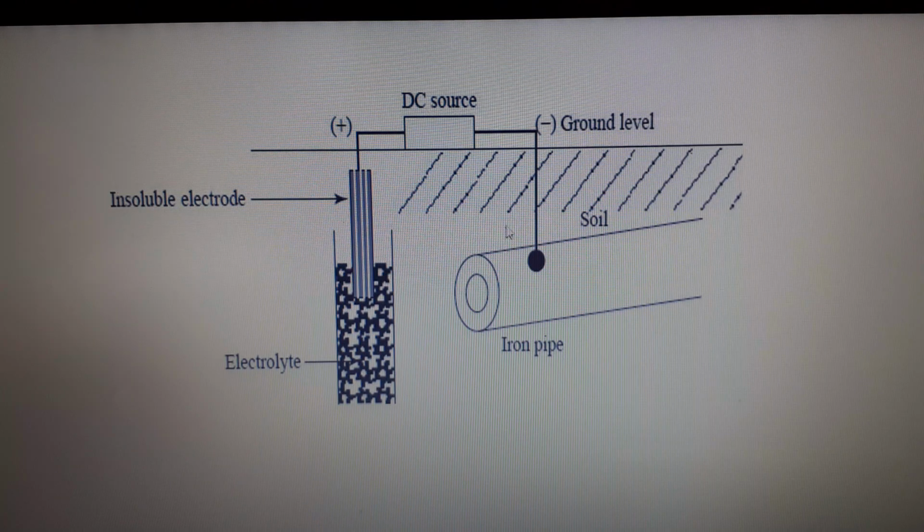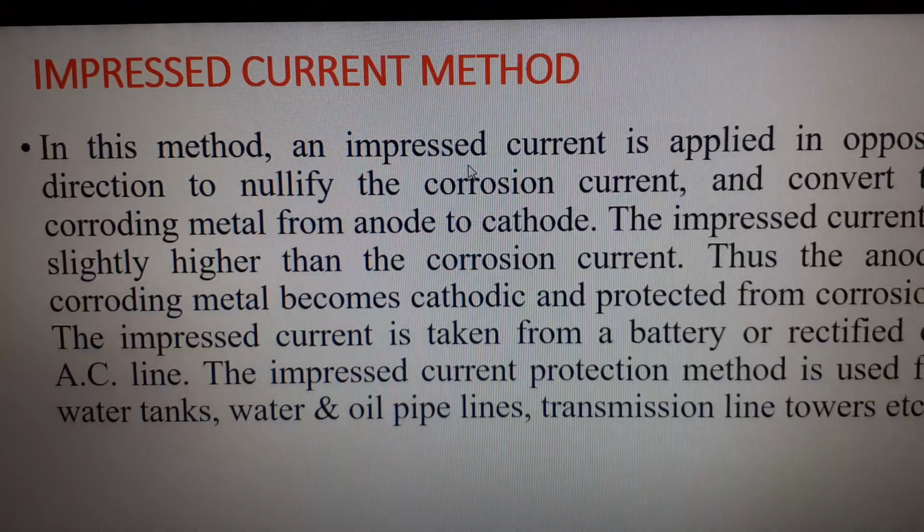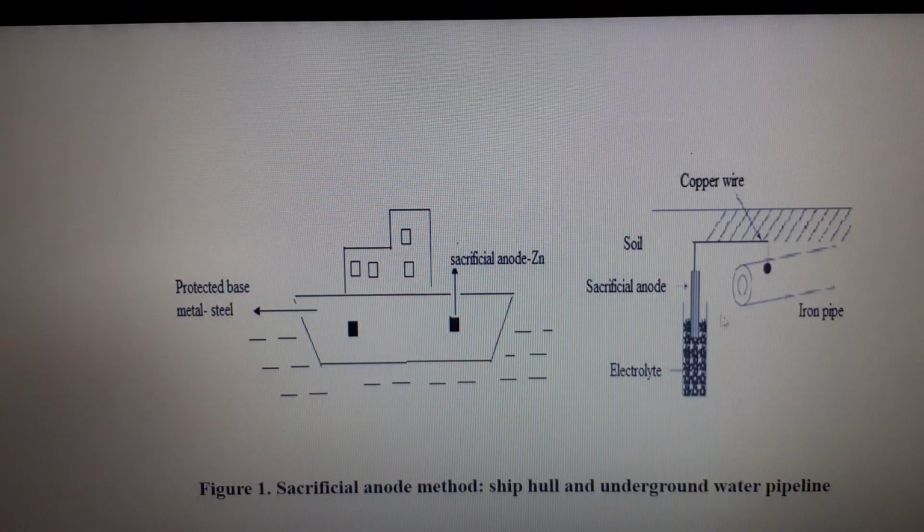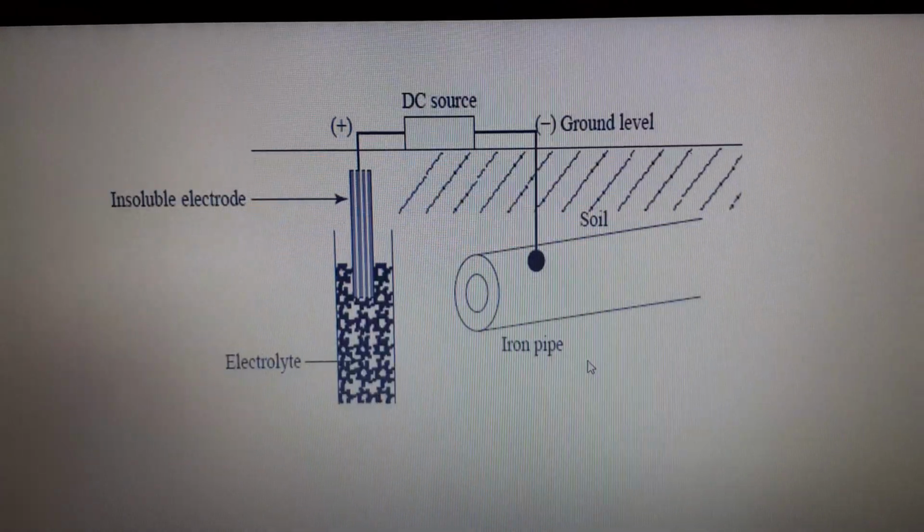Basically, the drawback of the previous method was this only, because we have to replace this metal again and again. So recently we use the impressed current method instead of sacrificial.